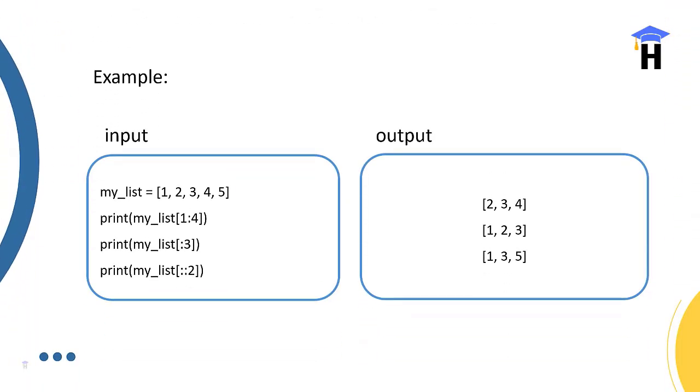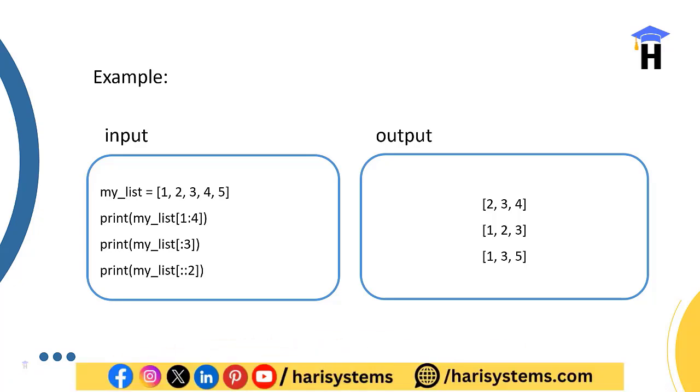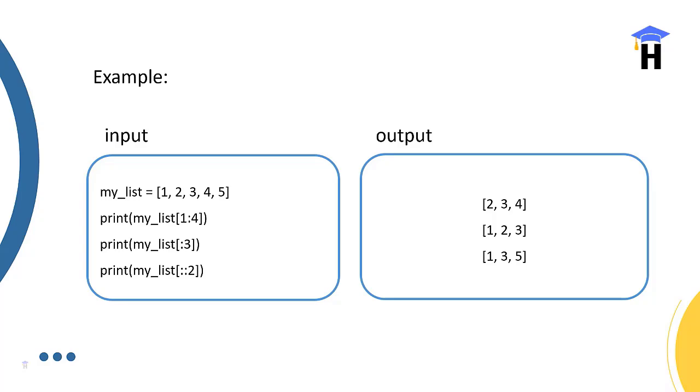See here an example of my list 1, 2, 3, 4, 5 with a print of my list. If I write 1:4, that means the start position and end position. Let's see what the output is. The second one, the starting point is 0 and the ending point is 3, from index position 0, 1, 2, it will print 1, 2, 3. The third one, ::2, means it would go through with a step of 2, and it is going to give you an output.